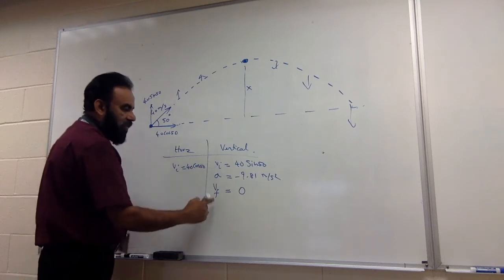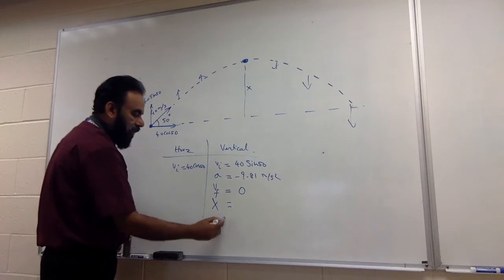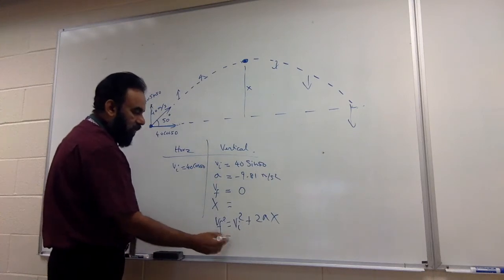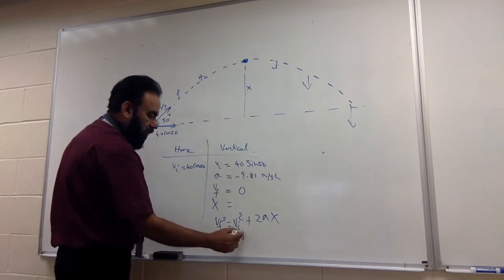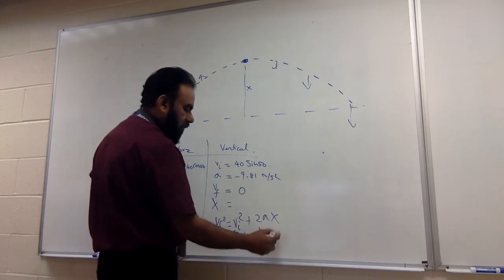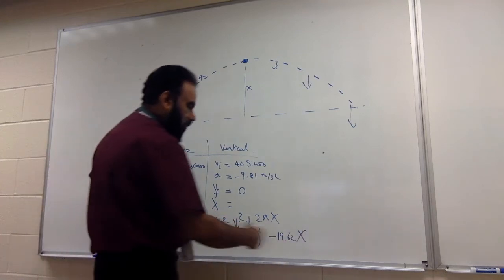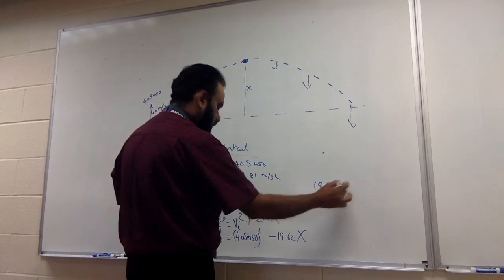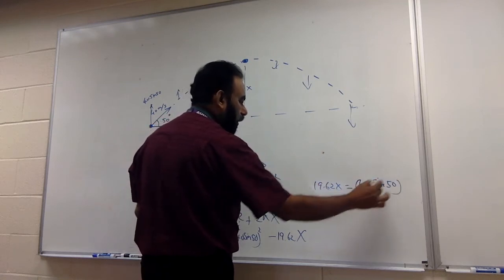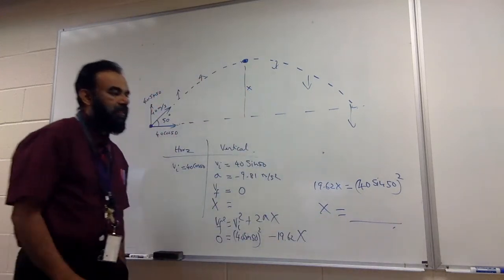So once you have the three things, you need to find out x, which is the vertical displacement. You can use Vf squared is equal to Vi squared plus 2ax. Vf squared is 0. Vi squared is the square of that, so 40 sine 50 squared minus 19.62x. And then we can bring this to this side, so 19.62x is equal to 40 sine 50 squared. And you can figure out x from there. And that's going to be the maximum height the object can go to.